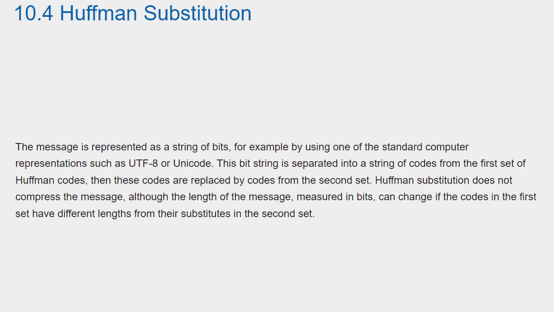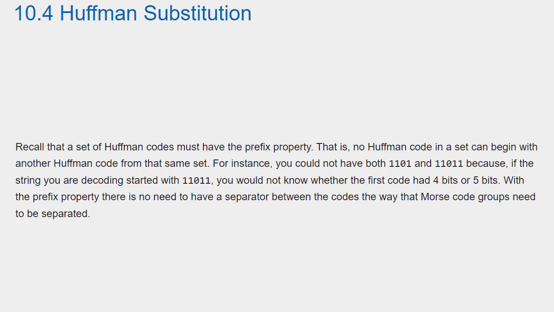The message is represented as a string of bits, for example by using one of the standard computer representations such as UTF-8 or Unicode. This bit string is separated into a string of codes from the first set of Huffman codes. Then these codes are replaced by codes from the second set. Huffman substitution does not compress the message, although the length of the message, measured in bits, can change if the codes in the first set have different lengths from their substitutes in the second set.